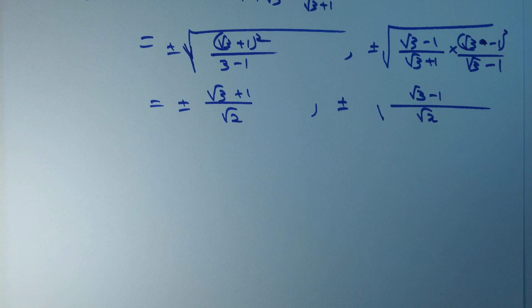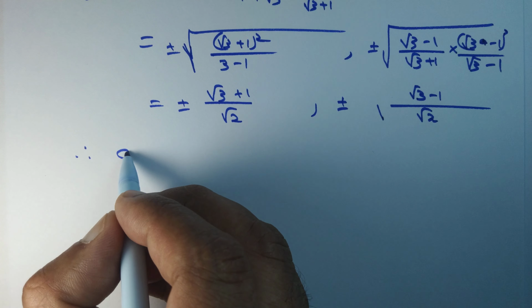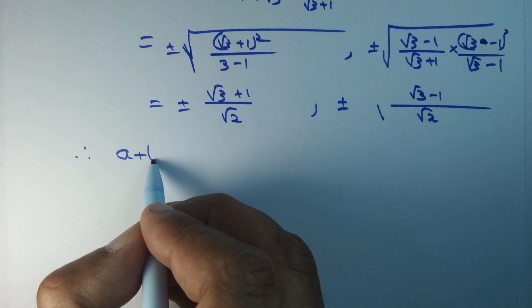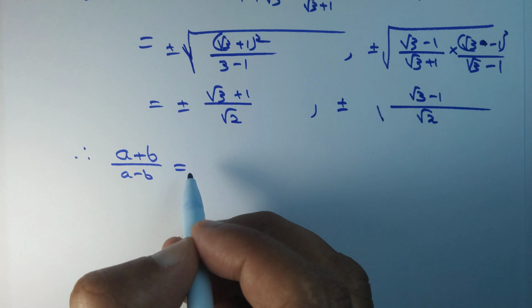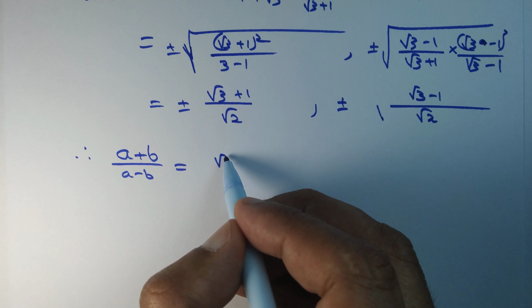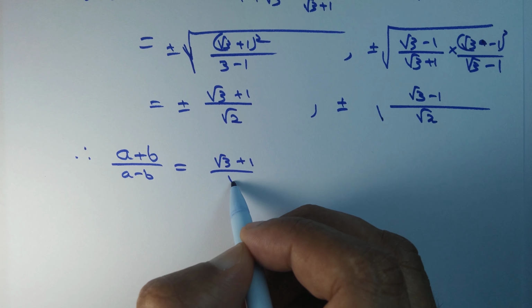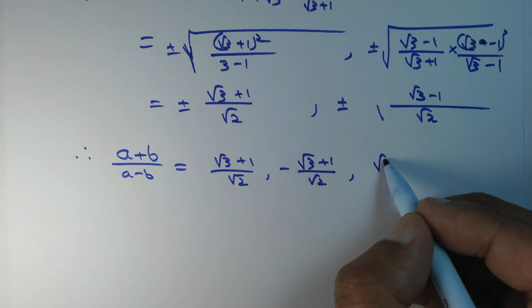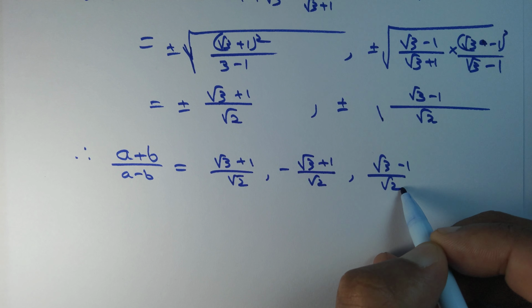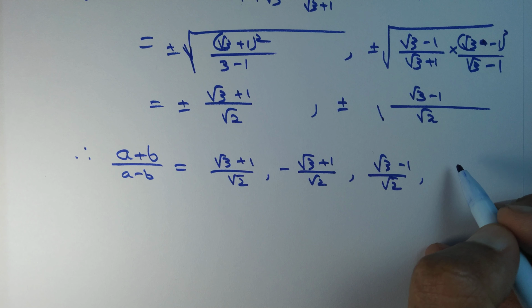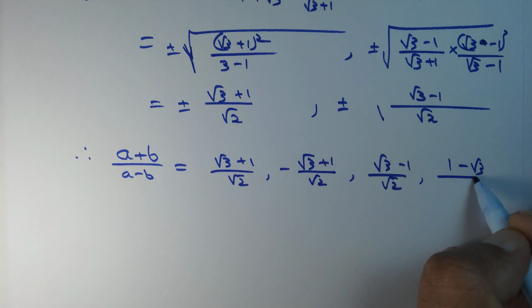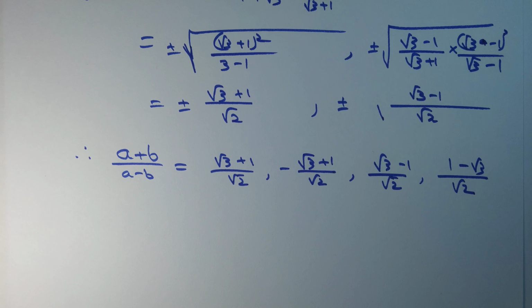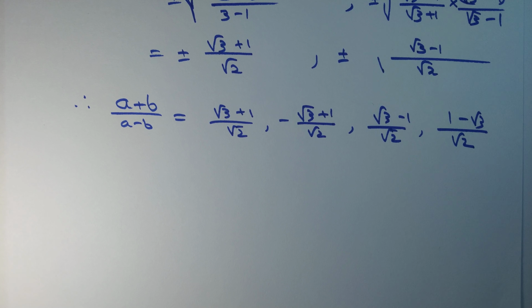Therefore, we got the final solution. A plus B by A minus B equals root 3 plus 1 by root 2, comma, minus of root 3 plus 1 by root 2. What about this one? Root 3 minus 1 by root 2, comma, if I write minus, then 1 minus root 3 by root 2. And we are done. We got 4 solutions.